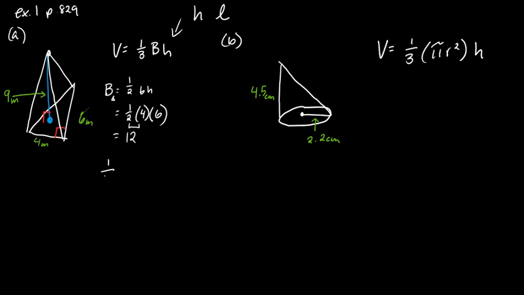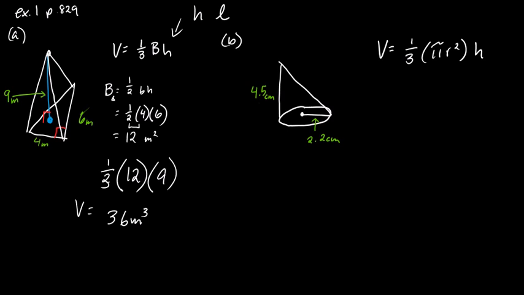So I'll be able to plug that into my formula for B. The area of my base is 12 meters squared, and then the height of my pyramid is 9 meters. That's going to end up giving me 36 meters cubed for my volume.